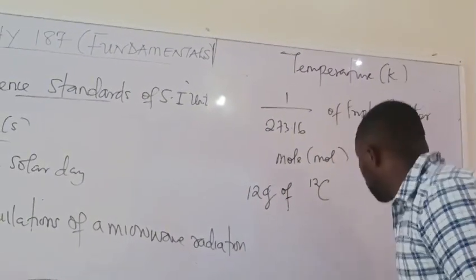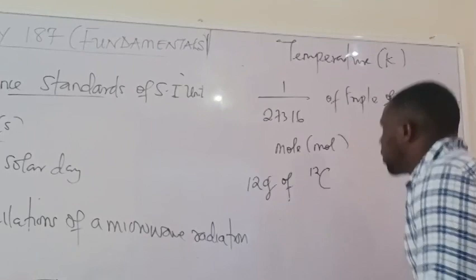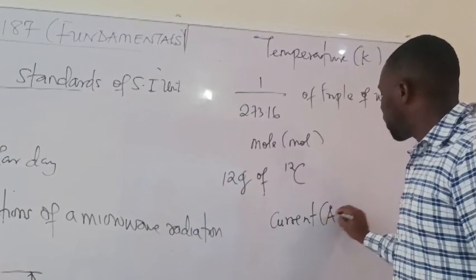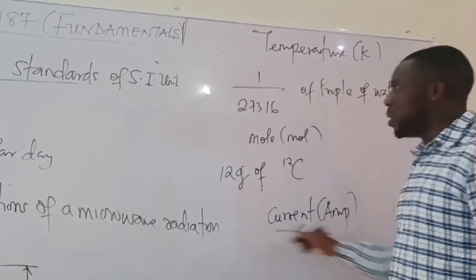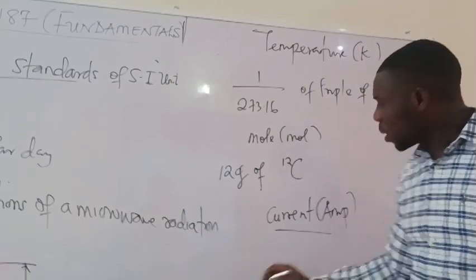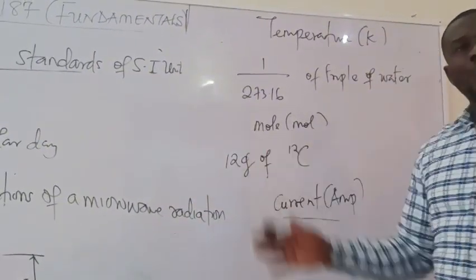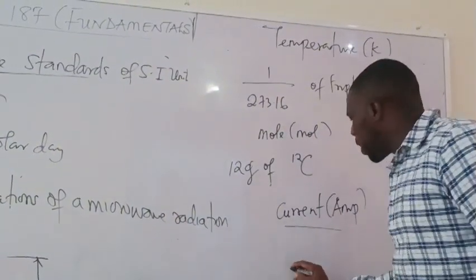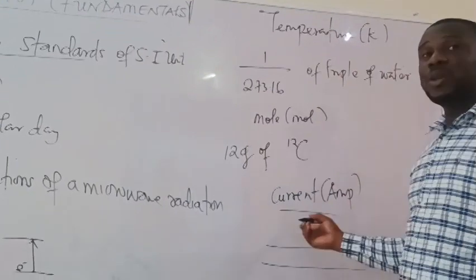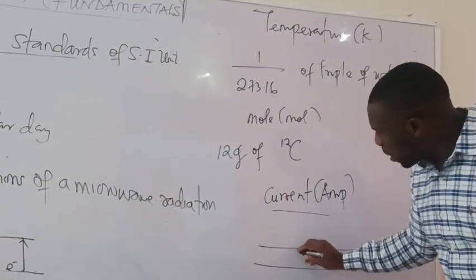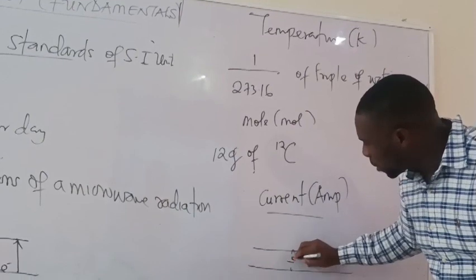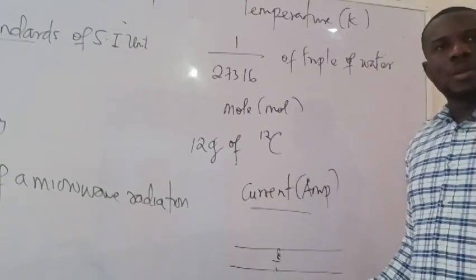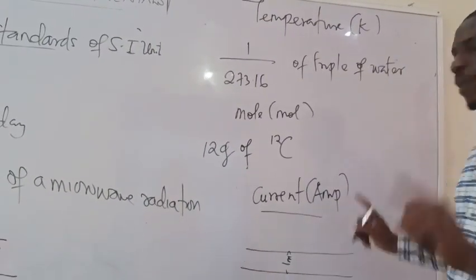And of course, the electric current, which is in ampere. The ampere was defined in terms of a reference standard as the amount of force you get when you have two thin parallel conductors of infinite length that are 1 meter apart.